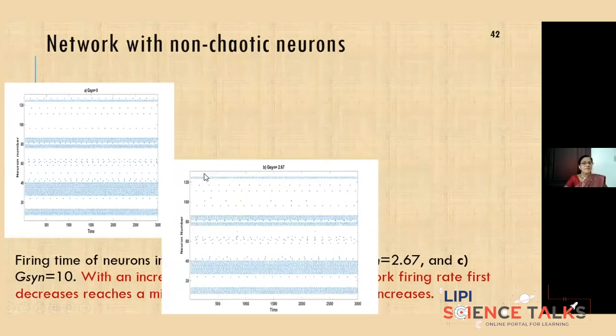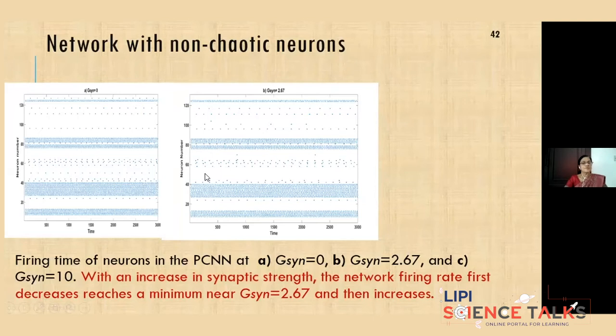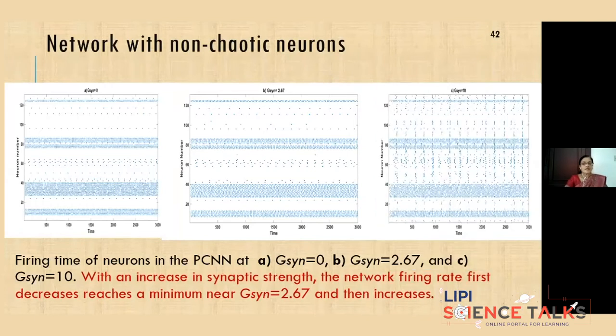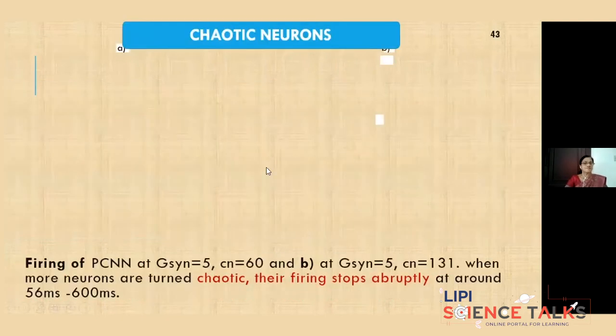And when the coupling constant is increased to 2.67, the network firing has become minimum. That means if the coupling constant is increased, that is, if there is more influence from other neurons, the firing rate is reduced. And then if we increase the coupling constant to 10, the firing rate again increases.